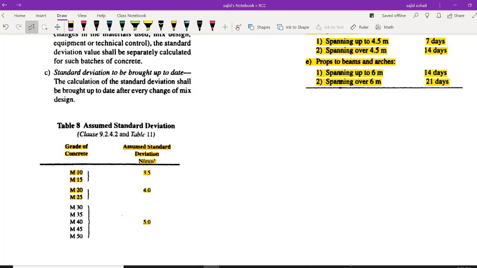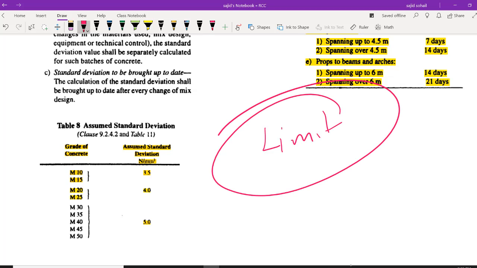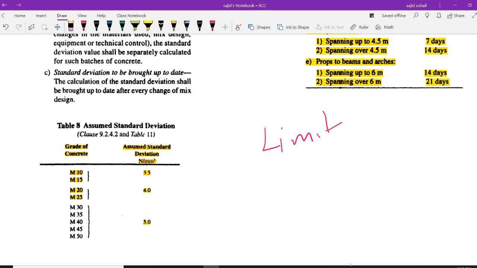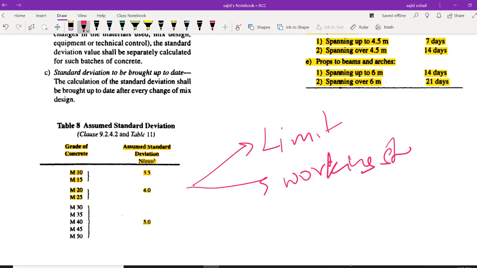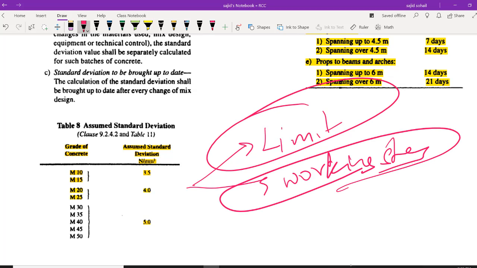Please read it. In the next chapter we will learn few more things from our IS code book, which is the limit state method. So for the first time you are entering into limit state method. There are two methods of designing. One is limit state, दूसरा है working stress method. So in the next module I will be teaching what is the difference between this limit state and working stress in detail. No need to worry, you will be more than perfect.